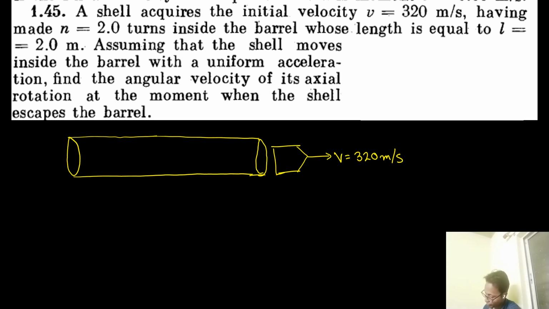Having made 2 turns inside the barrel, that means the number of turns made by the bullet inside the barrel is equal to 2. Okay, 2 turns inside the barrel.